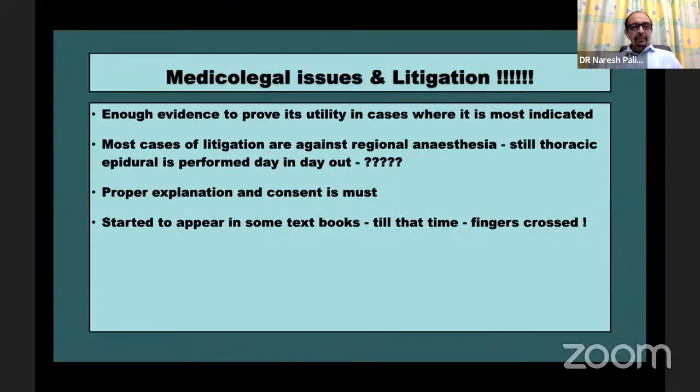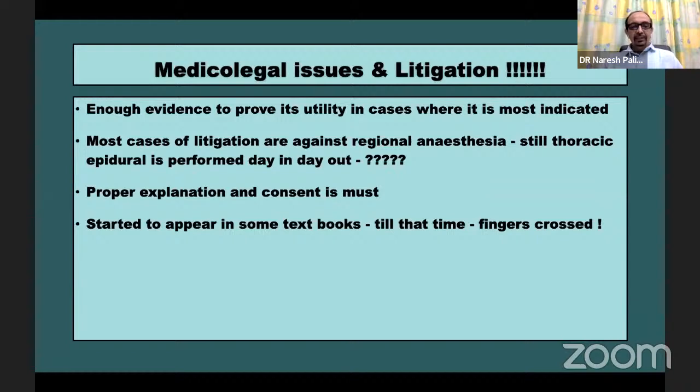The most important thing: medicolegal issues and litigation. Now there is enough evidence to prove its utility in cases where it is most indicated. This was most indicated during these COVID times when we wanted to avoid general anesthesia. Most cases of litigation are against regional anesthesia, but still the thoracic epidural is being performed day in and day out, even with accidental dural puncture occurring in many cases. Proper explanation and consent is a must. It has started to appear in some textbooks. Till that time, we should keep our fingers crossed.